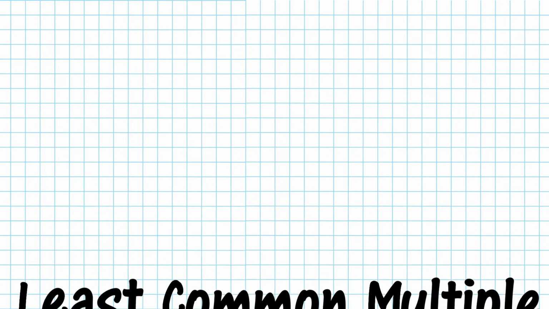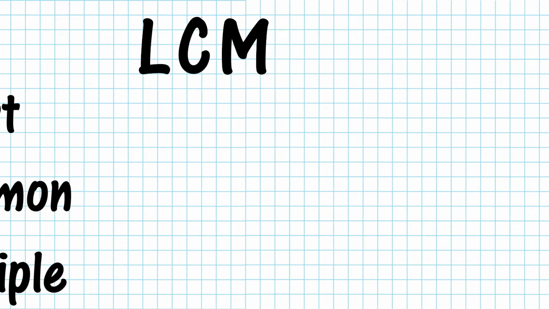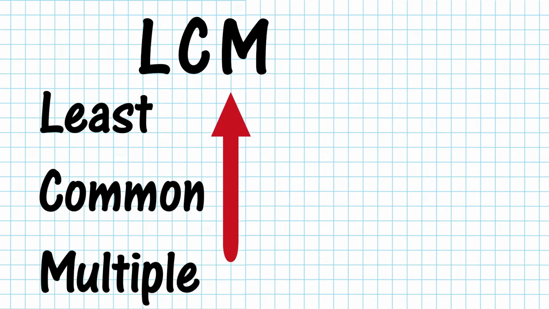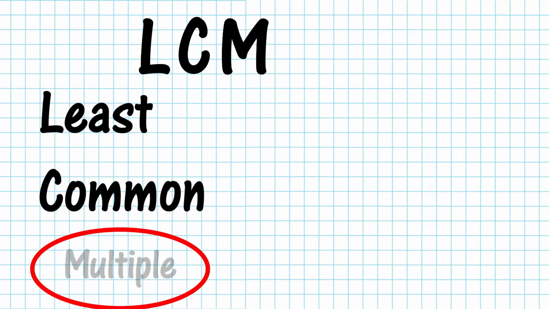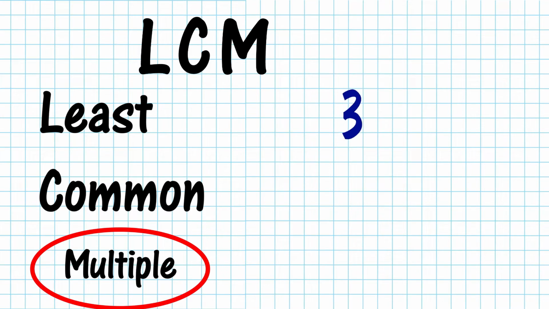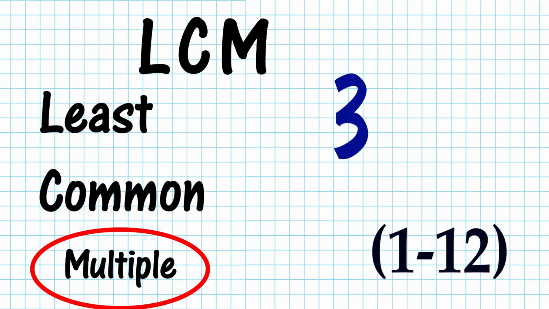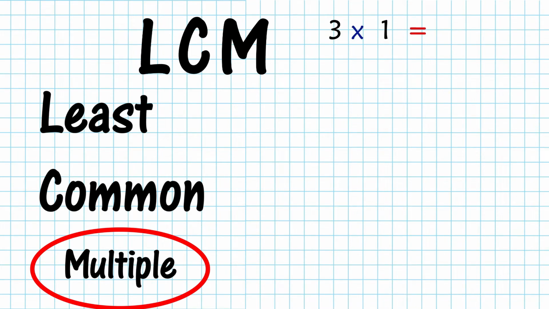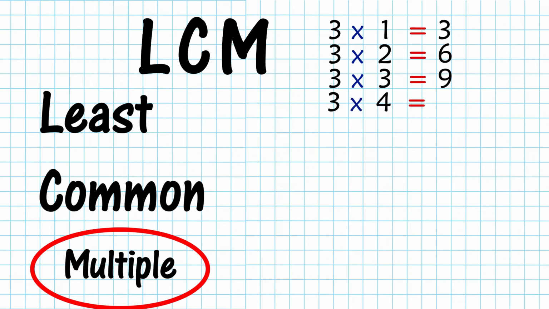To understand it better, we need to understand it backwards. So, we'll start from multiple. What is a multiple? Let's say we have a number 3 and we multiply it with different numbers from 1 to 12. So, 3 multiplied by 1 is equal to 3. 3 multiplied by 2 is equal to 6. 3 multiplied by 3 is equal to 9. 3 multiplied by 4 is equal to 12. 3 multiplied by 5 is equal to 15.